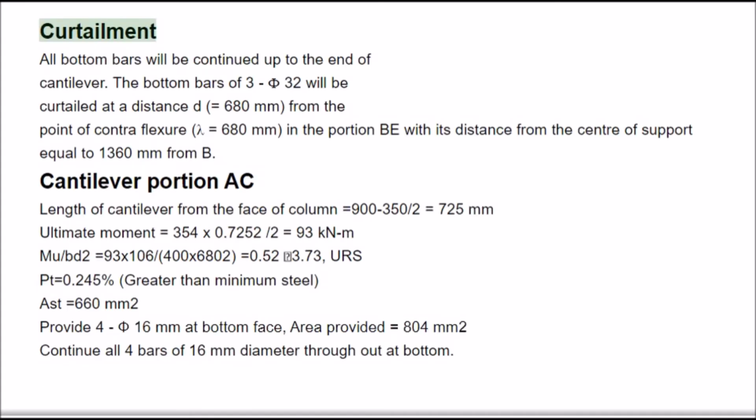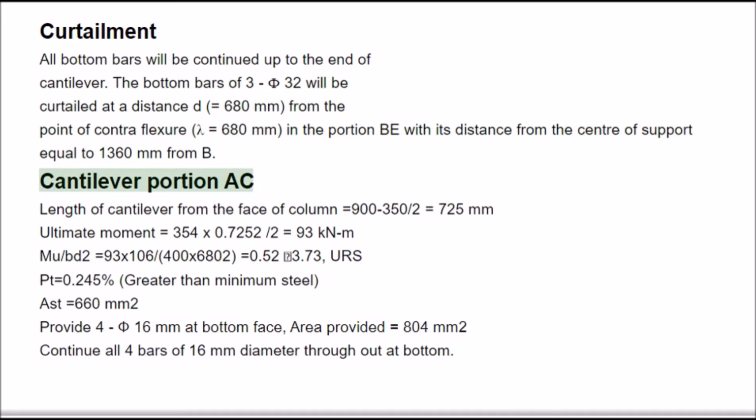Curtailment. All bottom bars will be continued up to the end of cantilever. The bottom bars of 3 x 32 will be curtailed at a distance d equals 680 mm from the point of contraflexure, in the portion B, with its distance from the center of support equal to 1360 mm from B.